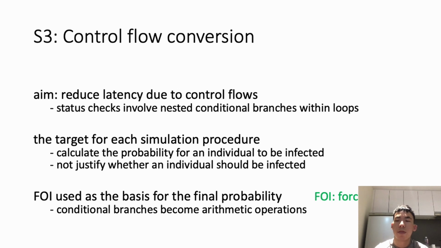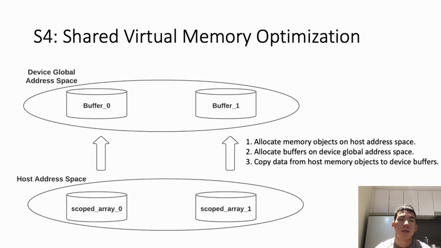The force of infection is used as a basis for final probability. Most conditional branches within loops are thus converted to arithmetic operations that measure the impact on the resulting probability. The fourth solution we provided is shared virtual memory optimization.